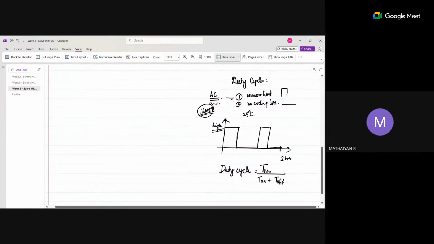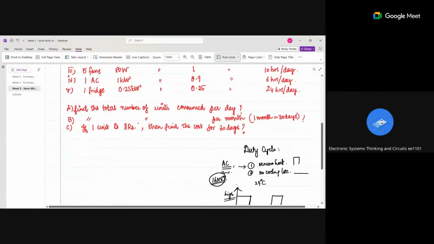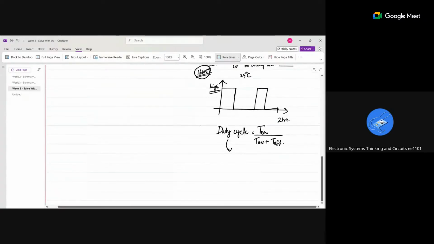So duty cycle is usually given as a ratio, right? If you see here, AC is 0.9. That means if I take this as 1 hour, for 0.9 hours it is on. Then for the remaining time it is off. So it is a ratio, as it is given here.